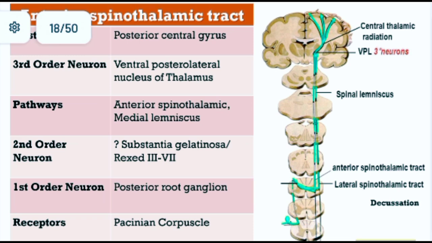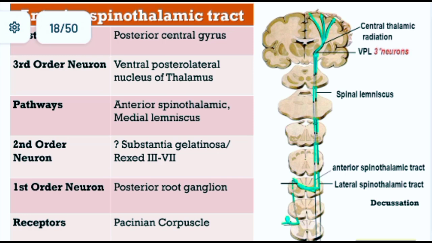So, these receptors, what are they going to do? They are going to send information to the first order neurons. So, they are connected to the first order neurons. They send information to the posterior root ganglion. And then the posterior root ganglion, what's going to happen? Remember the same thing. Next laminae 3 and 4 and 2 and 1. That's where the first order neuron is going to synapse.